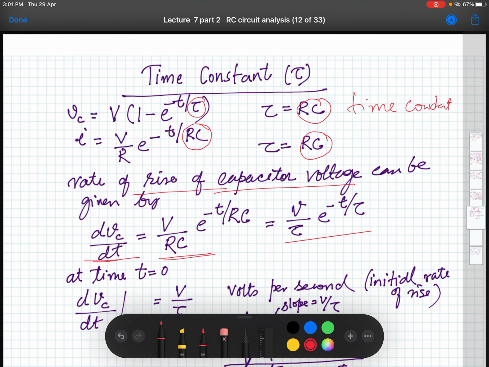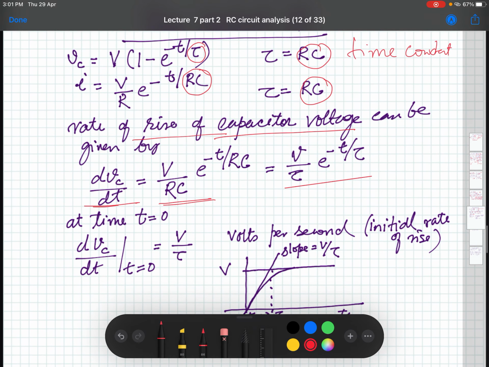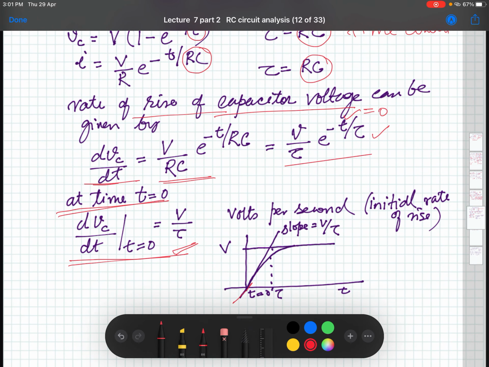But the important thing is, since it is always changing, we have to fix a certain value for it. So what we do is, at time t equal to 0, we see what the rate of change is. By putting t equal to 0, you get V by tau. That means at this point we are calculating dVc by dt. This is Vc. At the t equal to 0 point we are trying to find the slope, and that is V by tau.